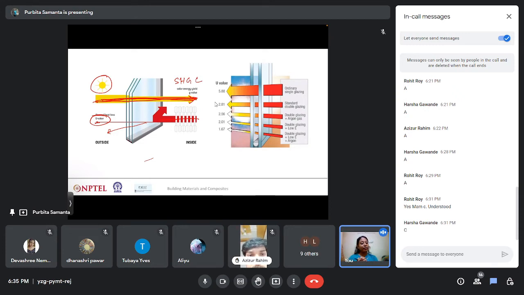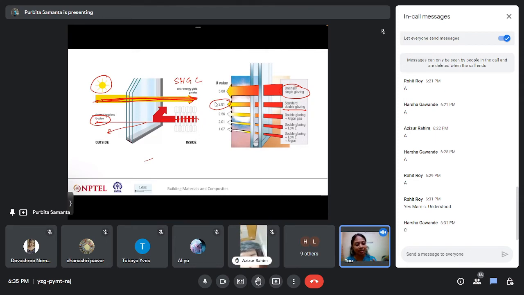And we have also seen that U value can be controlled by using different kinds of glass. If you use just ordinary single glazing, the U value will be very high. Whereas if you use standard double glazing, with an air gap between the two panes, you can reduce the U value to some extent, to 2.81. You don't have to memorize all these values. I'm just showing you how things can change.